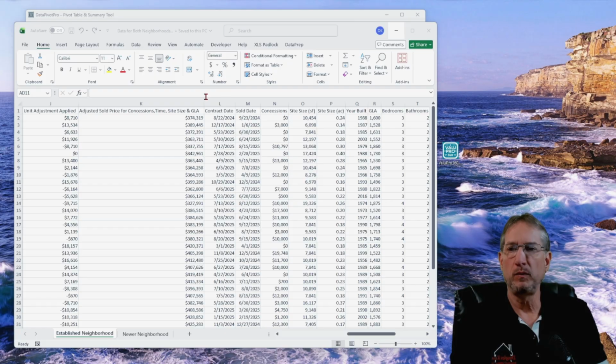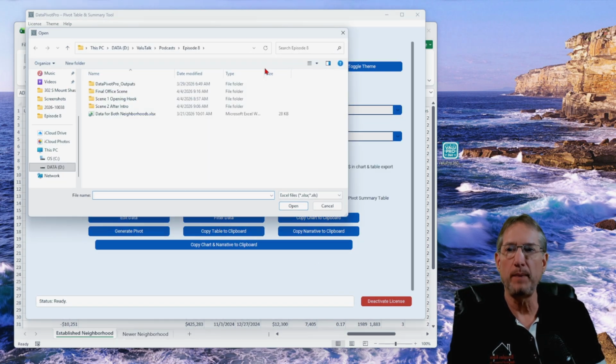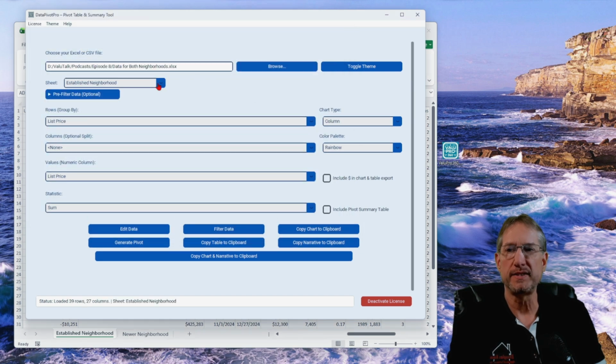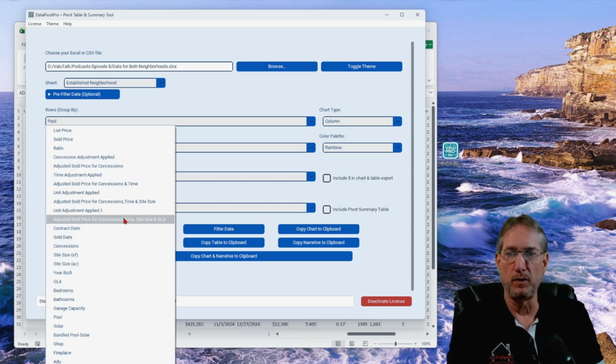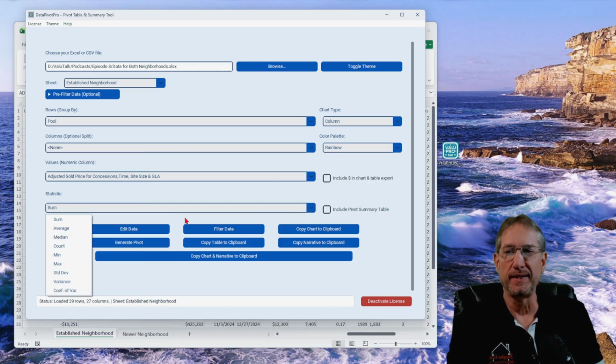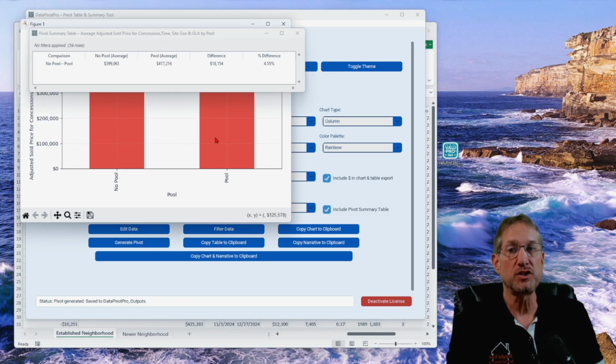All right, we're going to start here with the fully layered sell price. This is the cleanest version we've built so far. So now if anything changes, it's not distortion, it's behavior. So let's go ahead and load up our full data set. We're working in the established neighborhood, the same neighborhood that we've been working with in the paired sales analysis that we've been doing. We're going to start with swimming pools, and we're going to use that fully layered sell price adjusted for concessions, time, site size, and GLA.